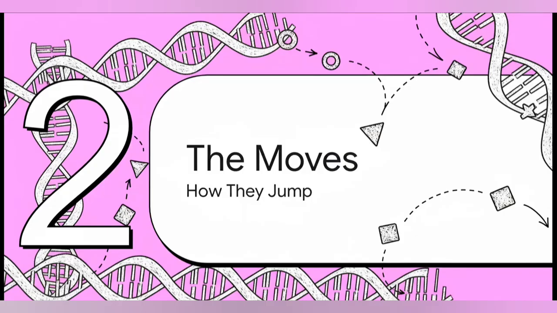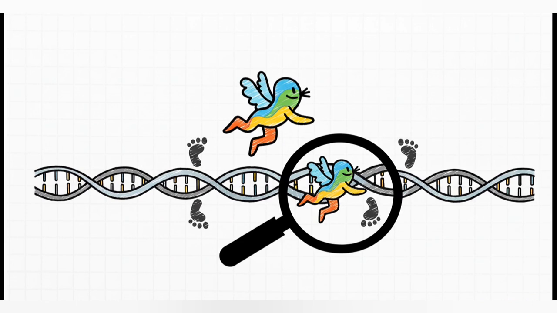All right, so we've met the players. Now for the action. How do these things actually jump? What are the mechanics of this little genetic dance? But before we get into the two main ways they move, there's a key piece of evidence that's always left at the scene of the crime, so to speak. Whenever a transposon inserts itself somewhere new, it actually creates a tiny little duplication of the DNA sequence right at that target spot. We call these target site duplications, and they're like molecular footprints, a dead giveaway that a jumping gene was there.